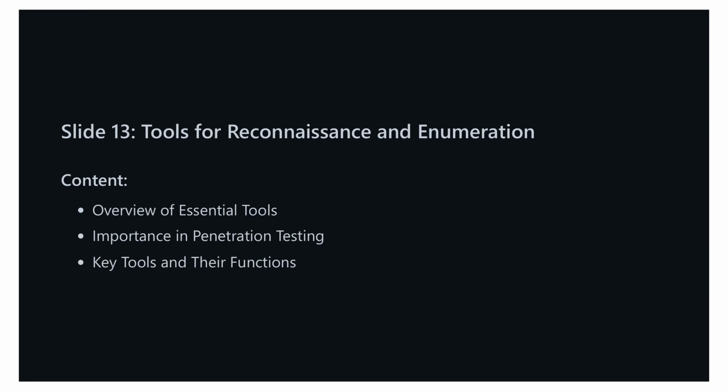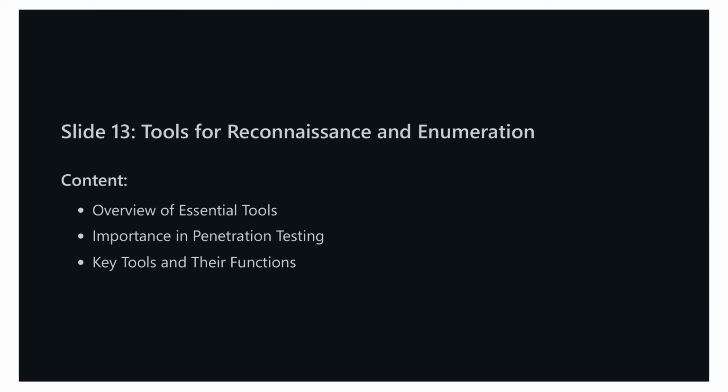Reconnaissance and enumeration are critical phases in the penetration testing process, as they help gather valuable information about a target system or network before launching any attacks. We'll look at key tools and their functions that cater to different aspects of reconnaissance, such as network scanning, service detection, and gathering metadata. Some of these tools include Nmap for network scanning, WHOIS for domain information, and tools like theHarvester for gathering emails, subdomains, IPs, and much more.